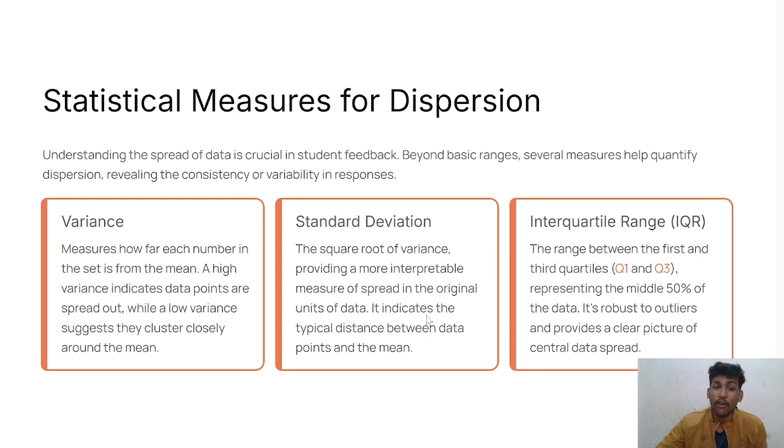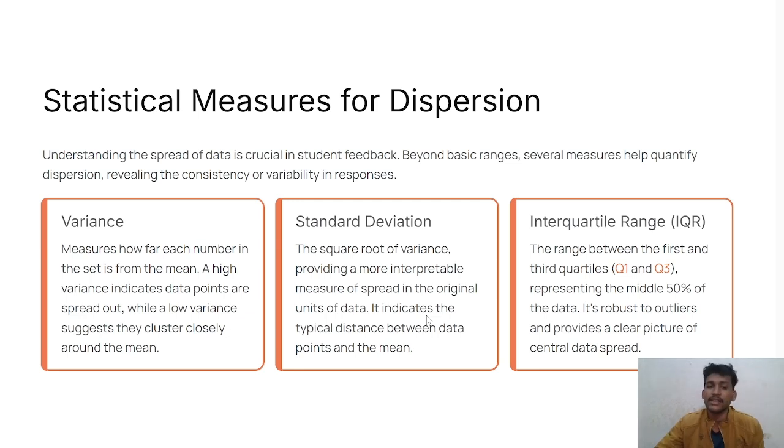Understanding the spread of data is crucial in student feedback. Beyond basic ranges, several measures help quantify dispersion, revealing the consistency or variability in response. So, variance. What is variance? Variance measures how far each number in the set is from the mean.